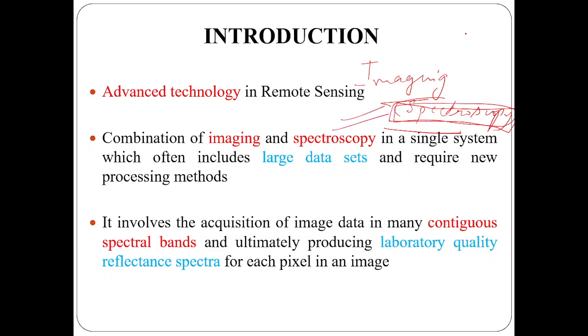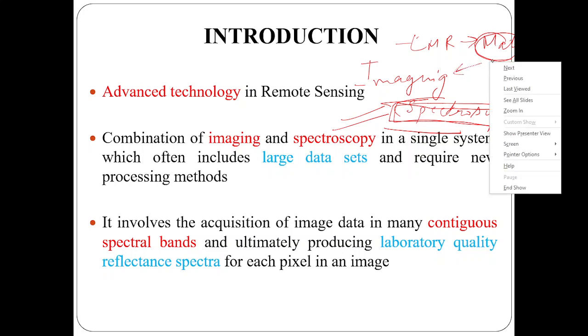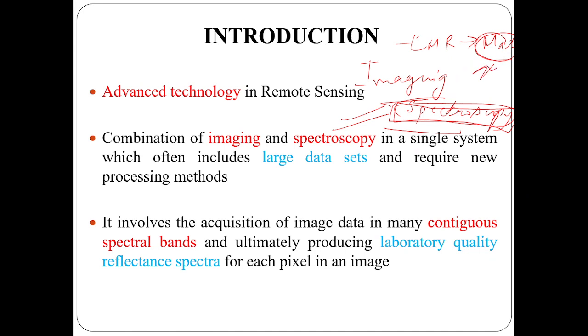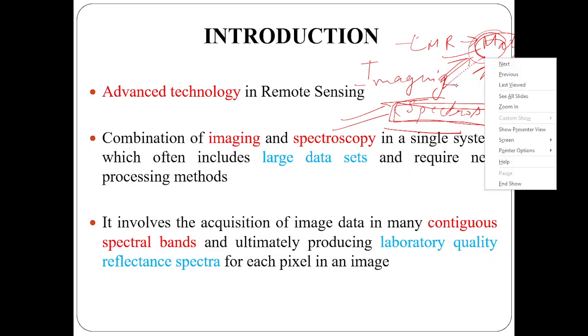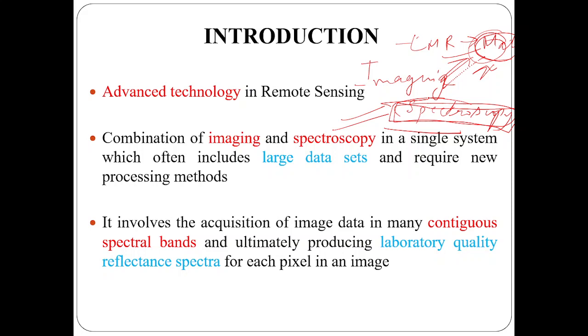Spectroscopy basically considers how electromagnetic radiation interacts with matter, and what the matter will reflect and absorb according to its own property and material. So that measurement of a matter radiating or absorbing radiation comes under spectroscopy. Imaging spectroscopy is a single system which often includes large data sets and requires new processing methods.